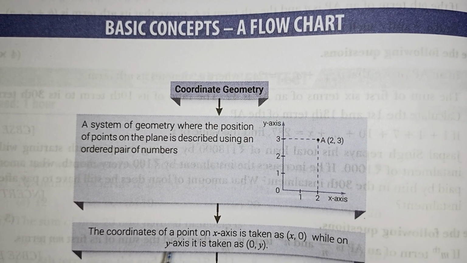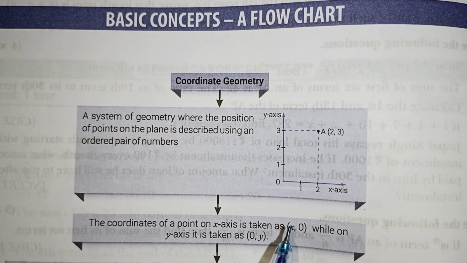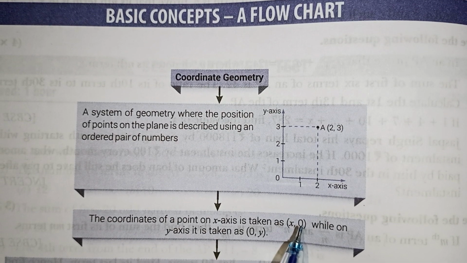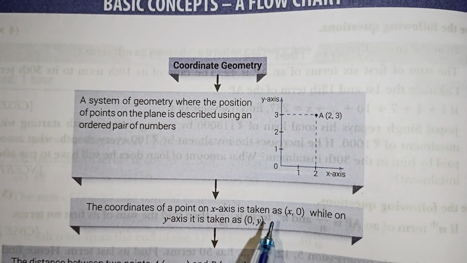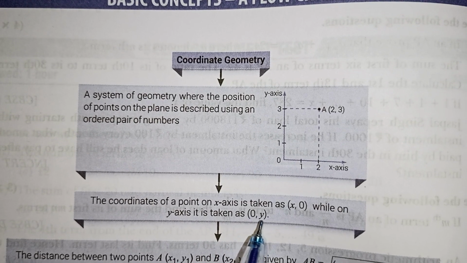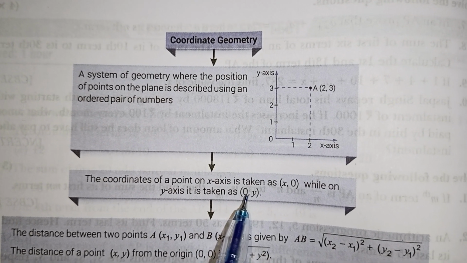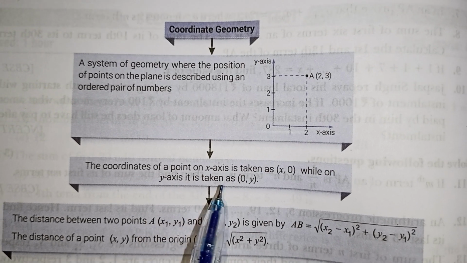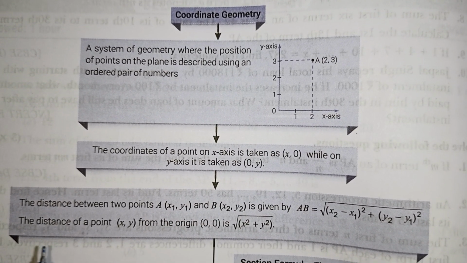Now the point which is on the x-axis will be mentioned as x comma 0. That means the y coordinate will be 0 on the x-axis. Same way, in the y-axis, if you want to take a point, that should be 0 comma y. That means the x coordinate will be 0 on the y-axis. That is the meaning for that. Look at the next question.